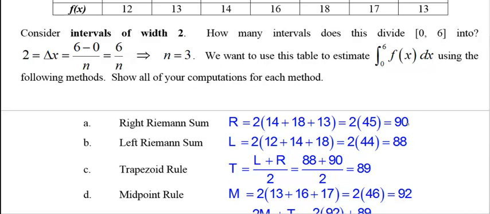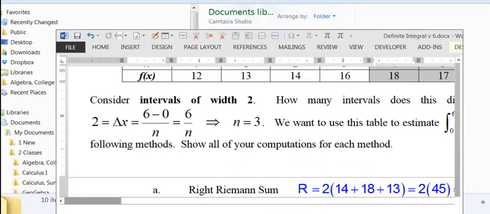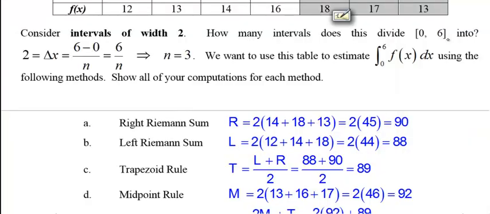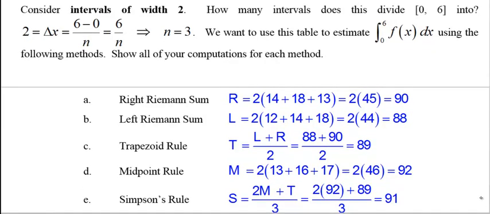Now of these numbers here, 88 and 90 are probably about equally accurate in general. We want to average those to get the trapezoid. So trapezoid should be better than right or left. Midpoint should be a little better than trapezoid. So the best estimate we can come up with is the Simpson's Rule estimate, which takes 2 times the midpoint plus 1 trapezoid and divide by 3. So that's 2 times 92 plus 89 and then divide by 3. Don't forget your parentheses around the numerator there if you do it on a calculator. And that turns out to be 91.